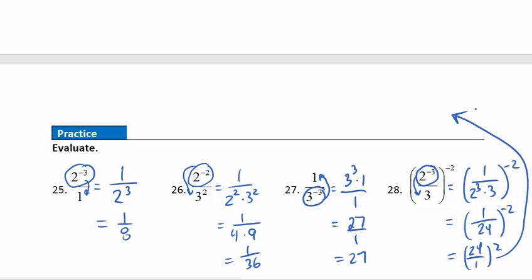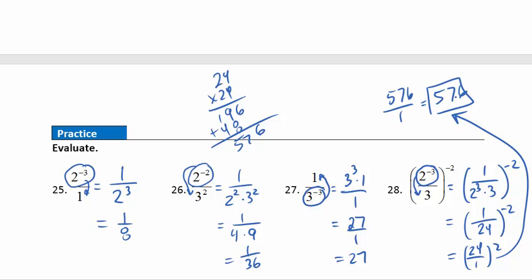So let's see. I need to take 24 times 24, so I'll come off on some scratch paper. Let's see. 4 times 4 is 16. Carry the 1. 4 times 2 is 8 plus 1 plus that 1 that we carried was 9. Now I'm going to multiply by 2. I want to start this answer directly below that 2, so I'd say 2 times 4 is 8. And then 2 times 2 is 4. Add those together. 6, 17, carry the 1, 576. So it looks like we're going to get 576 over 1, which is just equal to 576 for question 28.